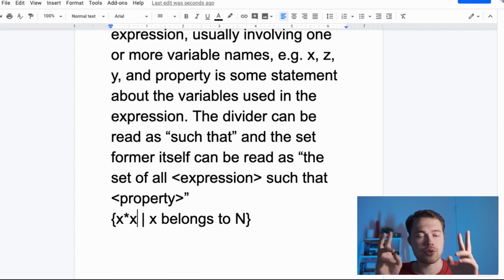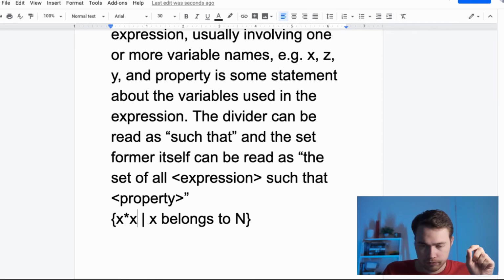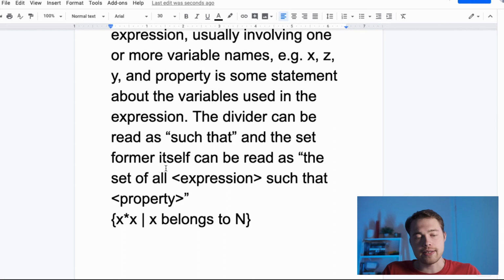How should it be read? You should read it as the set of all x squared, such that x belongs to natural numbers. In other words, you can say that that is a set of x squared where x is a natural number. So that's usually how it's read. It's a very simple example. For this particular example, you can basically say it's the set of squares of all natural numbers. You can say that as well. Totally cool.